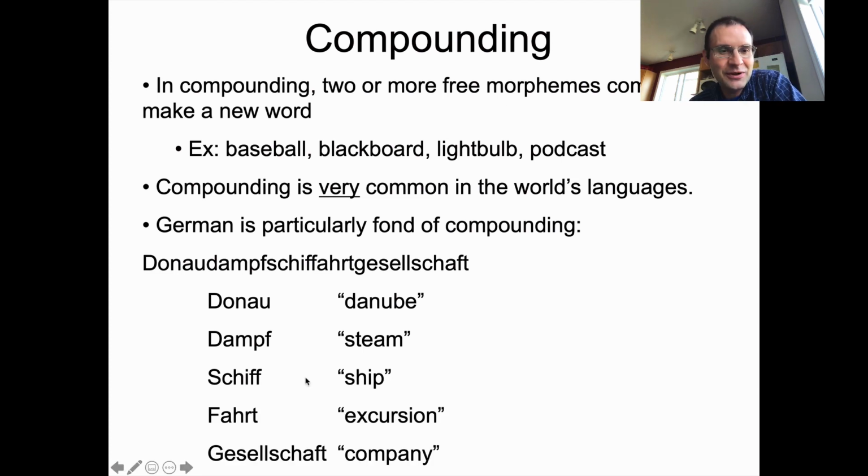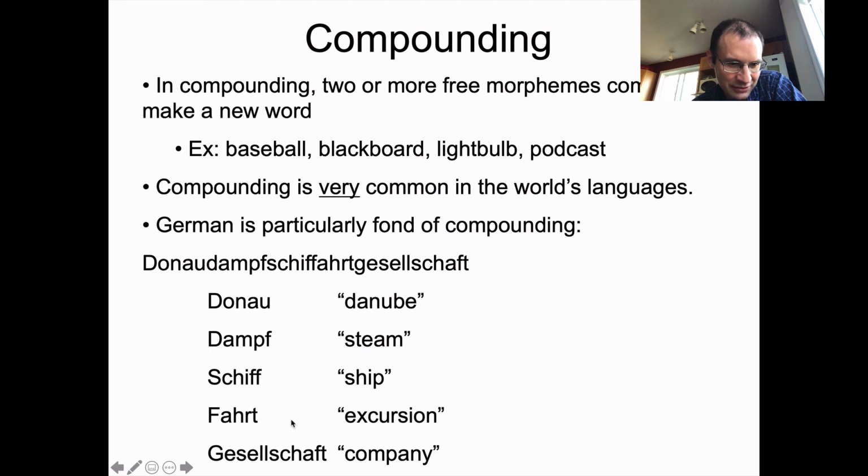Company. So each one of these words is a word in and of itself, Donau Dampfschifffahrtgesellschaft, but when you combine it into one big word like this, it is the Danube Steamship Excursion Company, like some sort of tour boat company or something like that, which is pretty fun. I don't know exactly how many letters are in this word, but it's a lot. And German does this all the time.